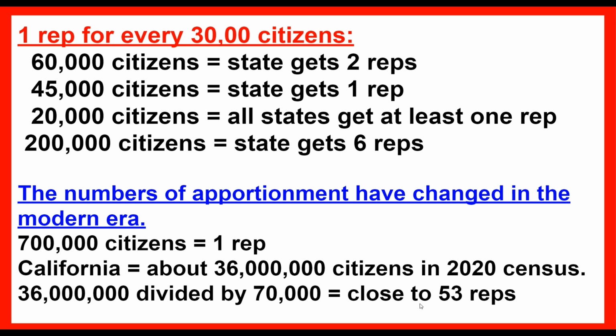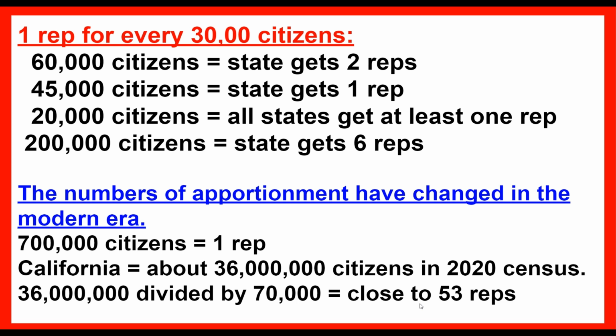So one rep for every, it says 30 comma 00, should say 30 comma 000 citizens. So let's say a state had 60,000. They would get two reps. Let's say they would have 45,000. Well, it's not 60, but it's over 30, so they get one rep. Let's say a state had 20,000. That state would get one rep. And let's say it's 200,000, 6 times 30 is 180. So they would get six reps. It's not up to the 210,000, which would be seven.